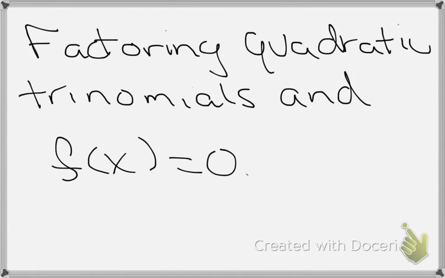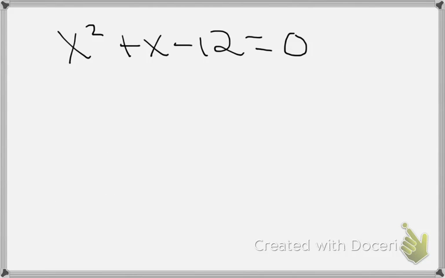Okay, in this video I want to review with you factoring quadratic trinomials first of all, and then show you how you can use that skill of factoring those trinomials to solve quadratic equations of the form f of x equals 0. So let's take, for example, this quadratic trinomial x squared plus x minus 12 equals 0.